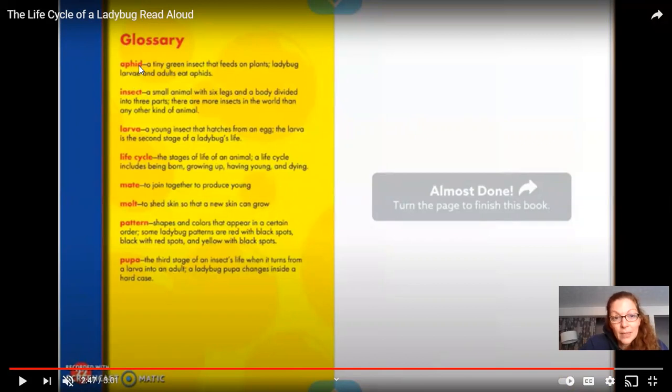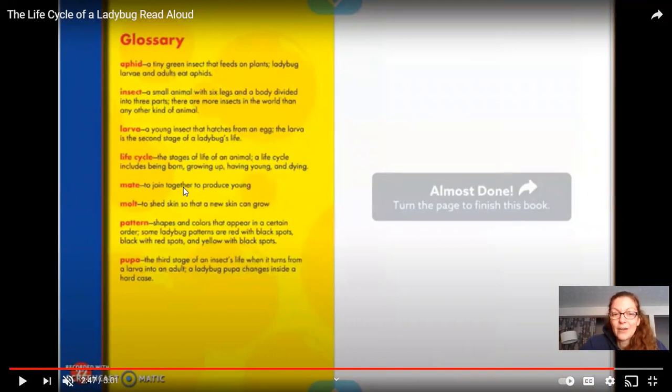Keywords, there's an aphid. The glossary gives you these words, but it also gives you the definition, or what it means. Aphid, the tiny green insects that feed on plants. Ladybug larvae and adults eat aphids. Insect, a small animal with 6 legs and a body divided into 3 parts. Larva, a young insect that hatches from an egg. The larva is the second stage of a ladybug's life. Life cycle, the stages of life of an animal.